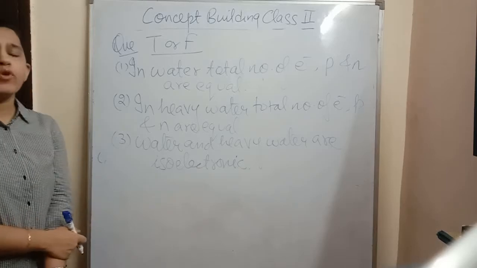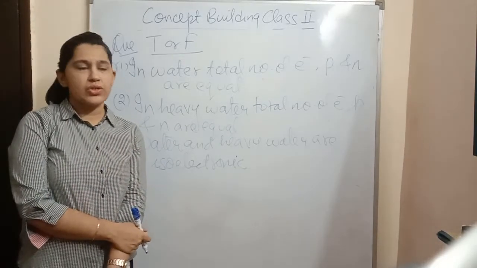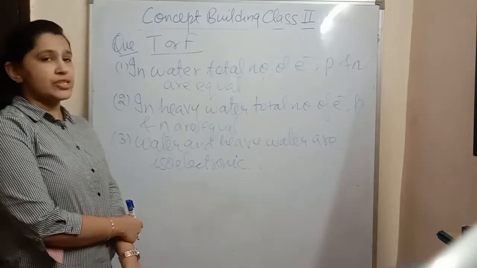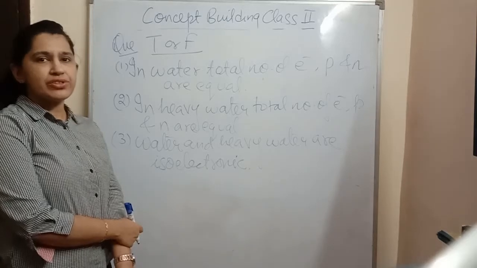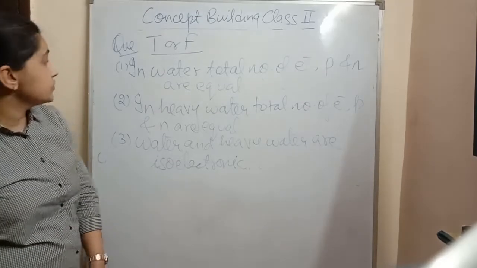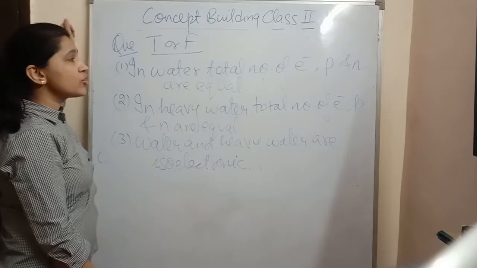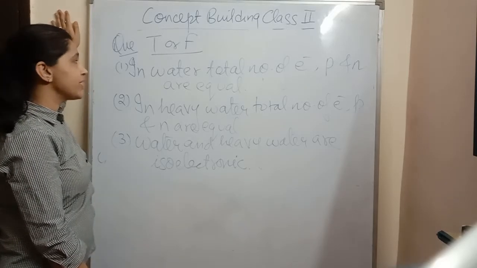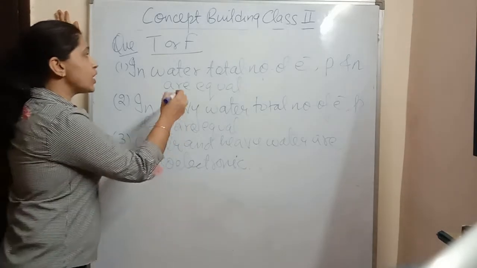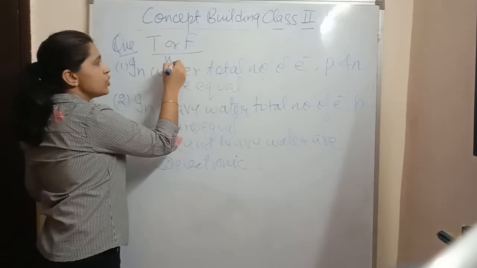Water and heavy water are isoelectronic. So you have to tell me true and false. Shall we start? Right. The first is: in water, the total number of electrons, protons and neutrons are equal. So what is water? As we know, water is H2O.